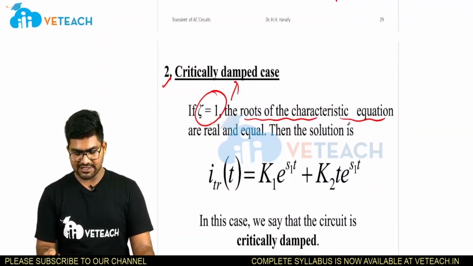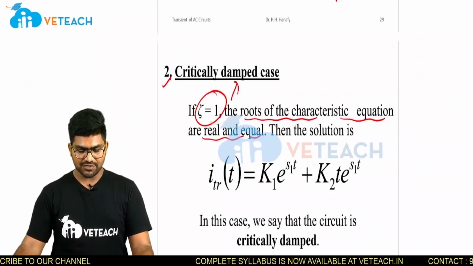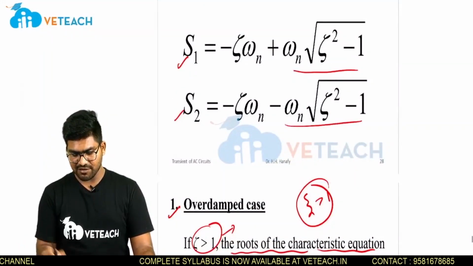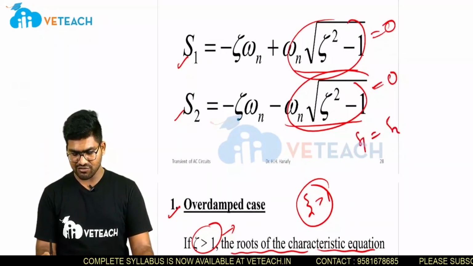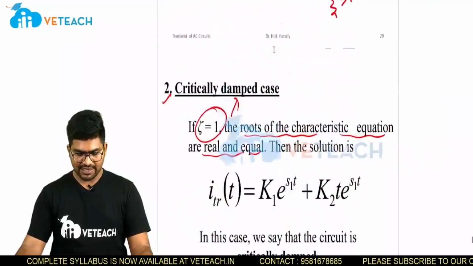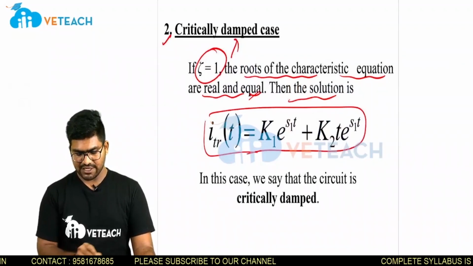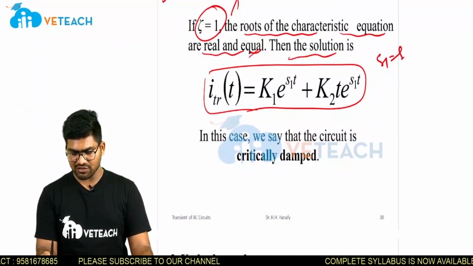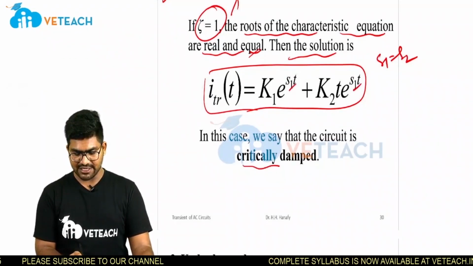So the roots of the characteristic equation are real and equal. In this case, suppose zeta is 1, so this entire term will become 0. Now my S1 and S2 both are equal, which is minus omega n, real and equal. So the solution becomes i_tr(t) = k1 e^(s1 t) + k2 e^(s2 t). Sorry, S1 and S2 are both the same, so S1 t and S1 t. In this case, we say that the circuit is critically damped.